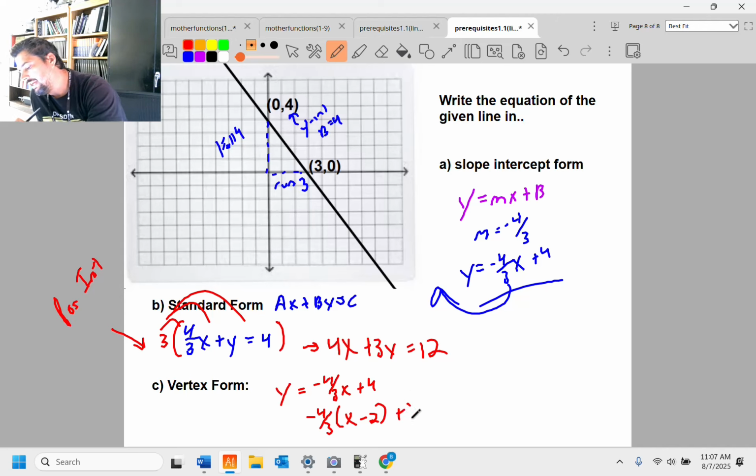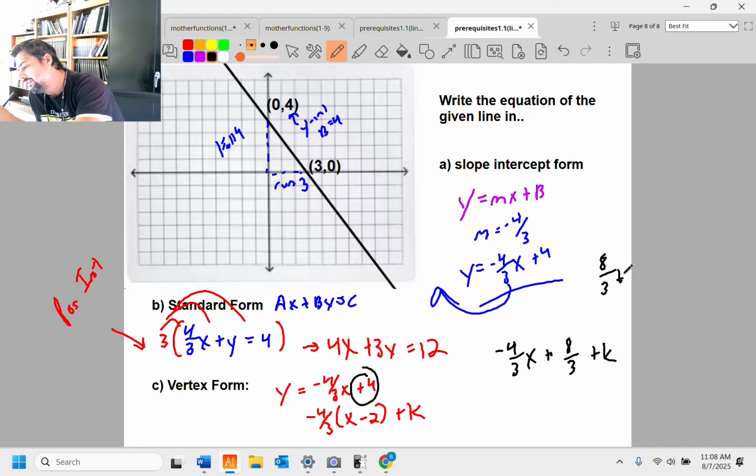And then I have this k value that I have to have. Okay, I need to know what this k value is. So let's see what I've written so far. I've written negative 4/3 x plus 8/3. And what do I need? I need a plus 4. Don't forget you have the plus k. So it turns out that 8/3 plus k must be a 4.